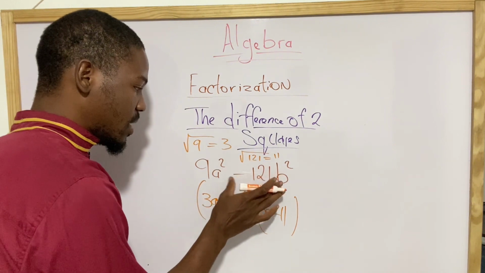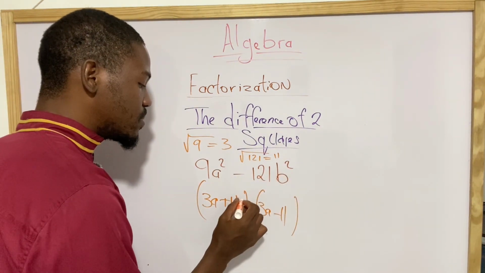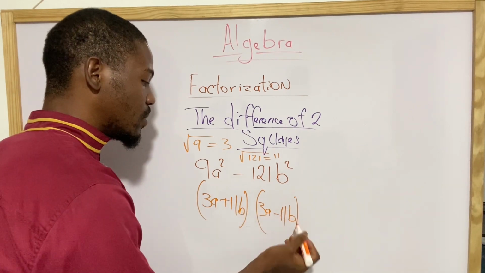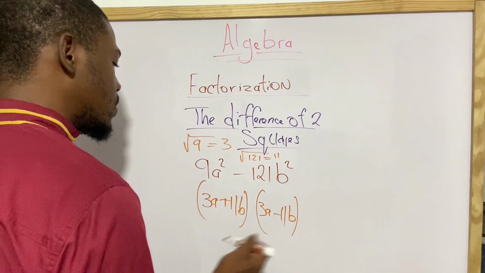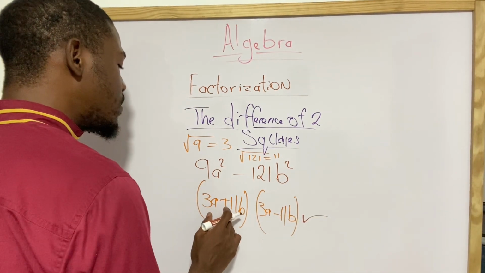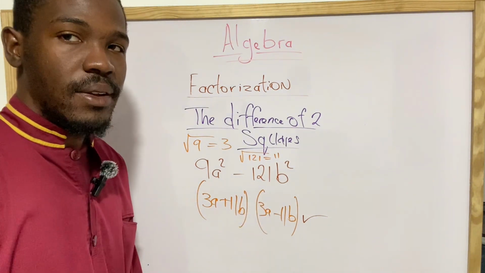So looking at it now, we have 121b. So b times b is b squared. So we have to have b on both sides. Right? So that literally is our solution. 3a plus 11b in one bracket, and in another bracket 3a minus 11b.